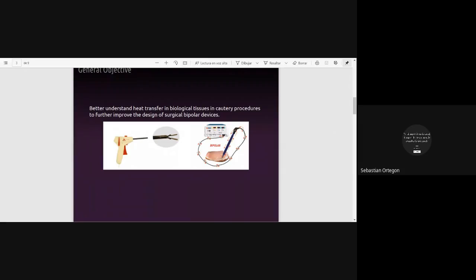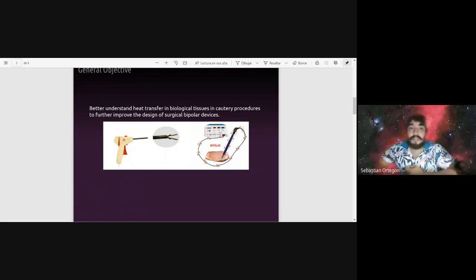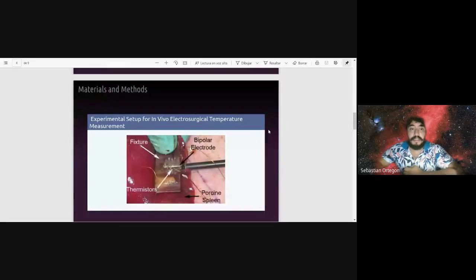The aim of this research is to better understand heat transfer in biological tissues and cauterization procedures to further improve the design of bipolar surgical devices. Materials and methods.